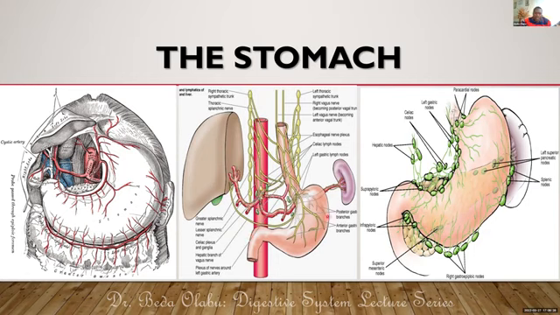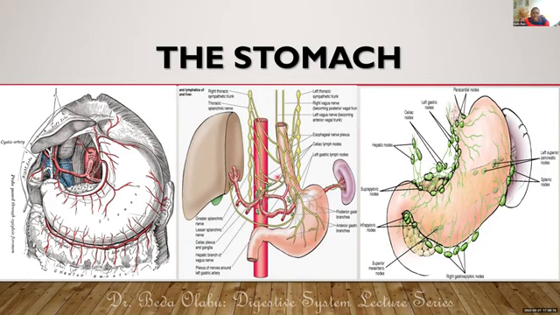In terms of nerve supply, the stomach receives both sympathetic and parasympathetic innervation. The parasympathetic innervation is through the vagus nerves. So we have what we call the anterior vagal trunk and the posterior vagal trunk. The anterior vagal trunk is basically what was originally the left vagus nerve. And the posterior vagal trunk is what was originally the right vagus nerve. So the branches of the vagus nerve to the stomach are many. They offer parasympathetic supply.